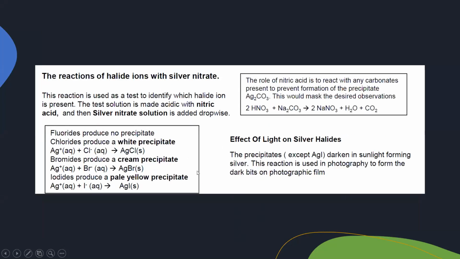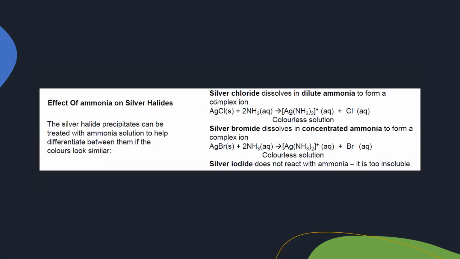Then if we want to test these halide ions, we can add silver nitrate. It will give a white precipitate with chloride, cream precipitate with bromide, and yellow precipitate with iodide. And if we leave them exposed to the light, the solution will turn darker. Why? Because of formation of silver atoms. So this is a test for halide ions.